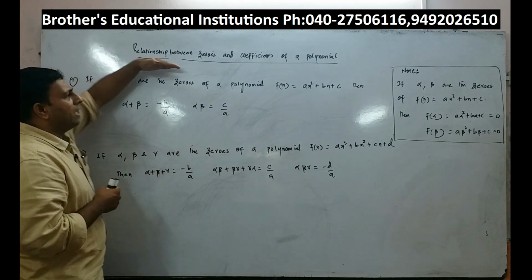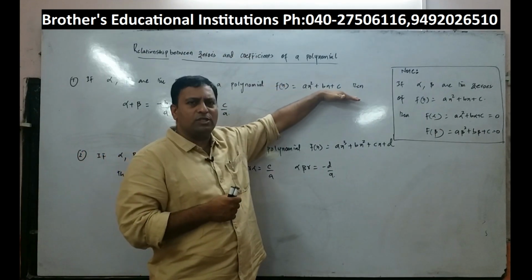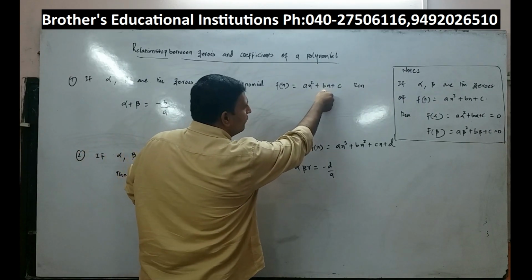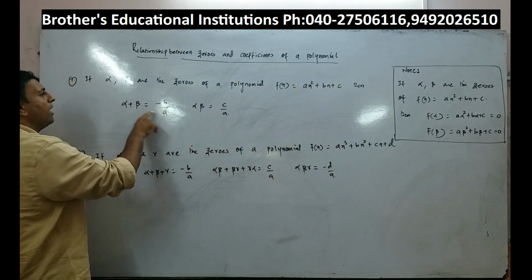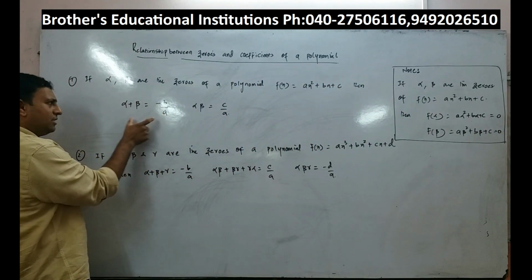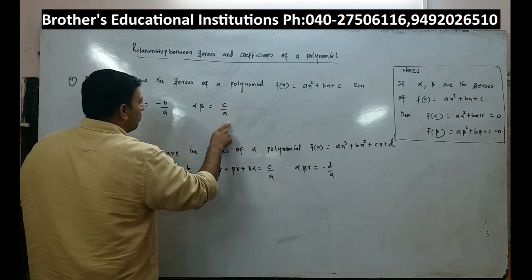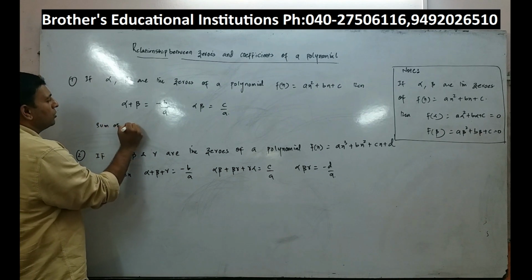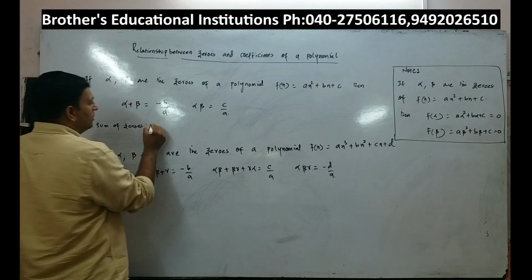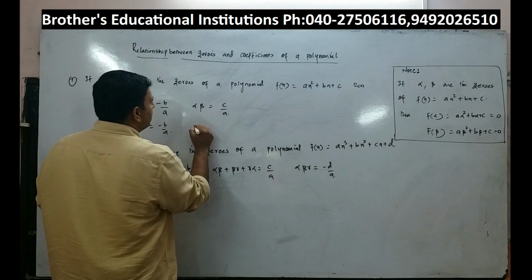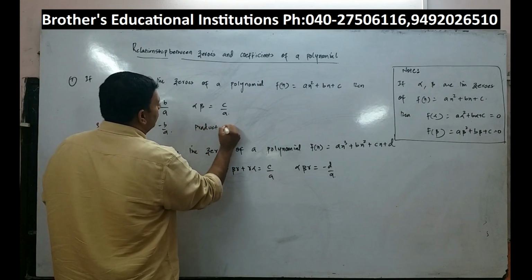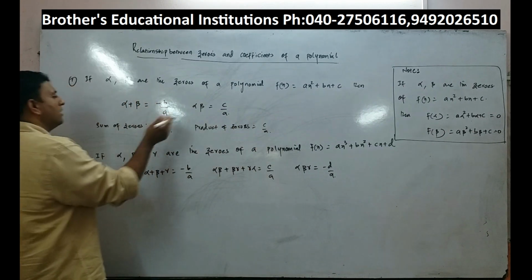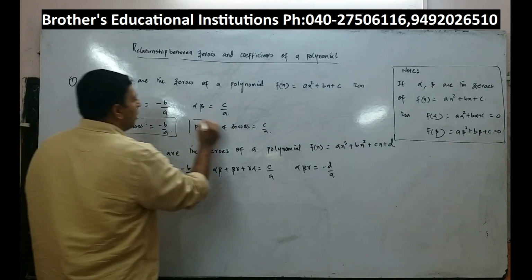If alpha, beta are the zeros of a polynomial f of x is equal to ax square plus bx plus c, where a is the coefficient of x square, b is the coefficient of x, and c is a constant, then alpha plus beta is equal to minus b by a. This is the relationship. And alpha beta is equal to c by a. This is also called the sum of zeros. What is it called? Sum of zeros is equal to minus b by a, and this is called the product of zeros. Product of zeros, and that is equal to what? c by a, right? So this is referred to as the sum of zeros as well as the product of zeros.